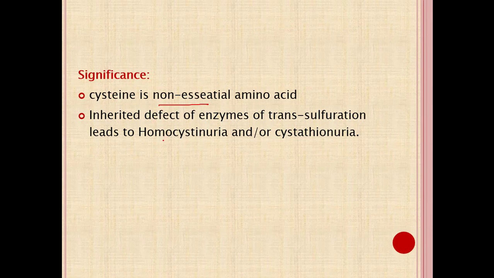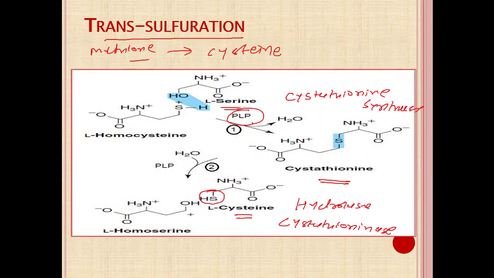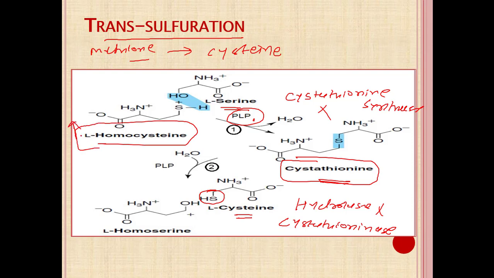Whenever a defect occurs in an enzyme of transsulfurization, it produces homocysteinuria and cystathionuria, because the level of cystathionine or homocysteine increases, and both are ultimately excreted in the urine. Sometimes deficiency of the cofactor pyridoxine may affect the enzyme activity, and that may also lead to an increase in the homocysteine level in the blood and urine.